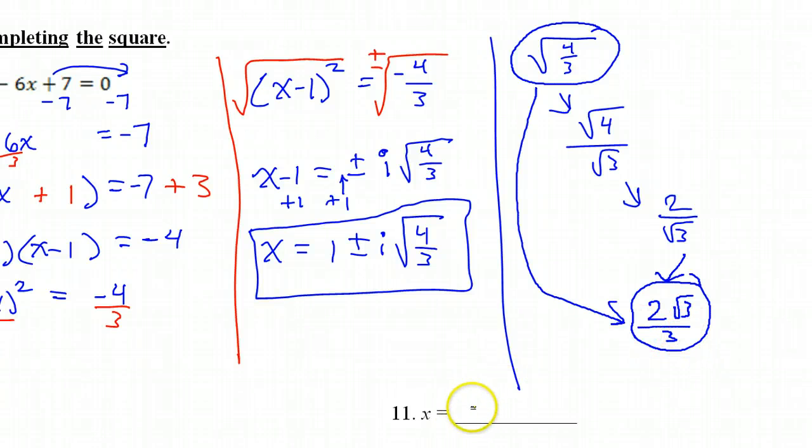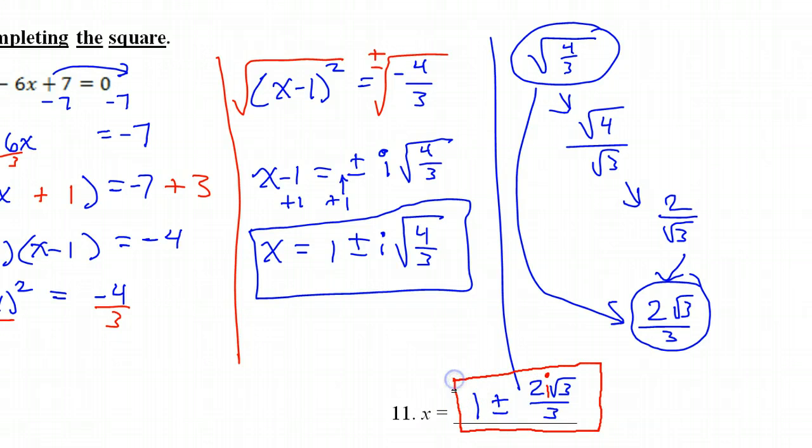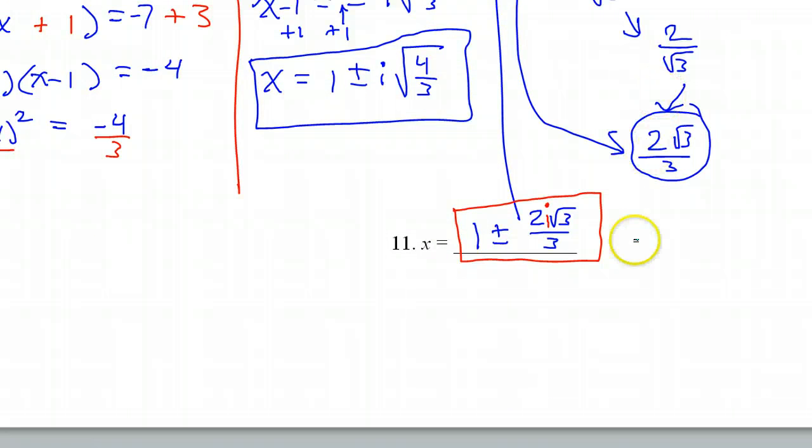So the most perfect answer would be 1 plus or minus, and actually, okay, I'm going to go ahead and write this 2 radical 3 over 3, because where does the i go in all this? Am I going to just put the i in the front? Well, the proper place for the i in this is to be right here in the middle, between the 2 and the radical 3. So if you really want to be a rock star, and who doesn't want to be a rock star, then this is what you would put.